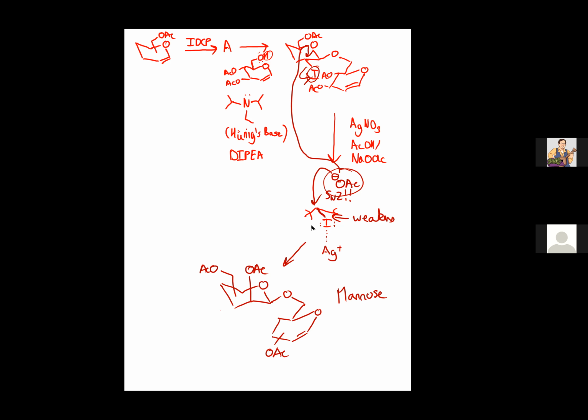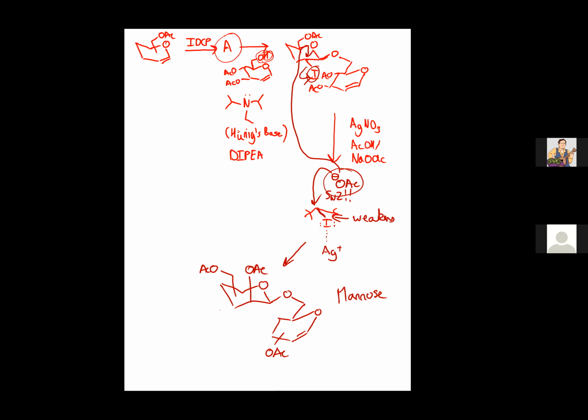We got the bottom face with IDCP. If we had gone with NIS, we would have gotten the top face. And then we ended after the iodonium ion, which was A. We ring opened that with an alcohol, which attacked the anomeric center, and because the iodonium was on the bottom, it attacked beta, which is good.